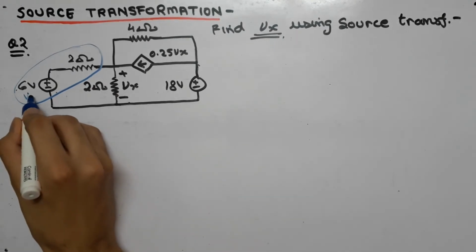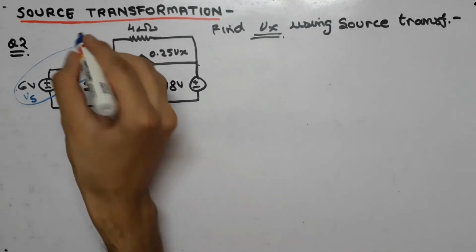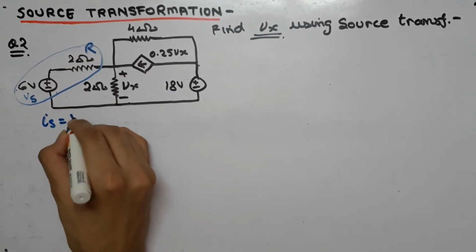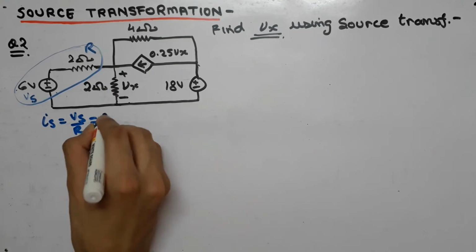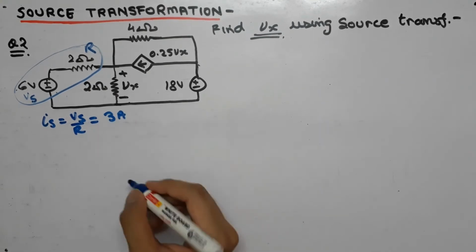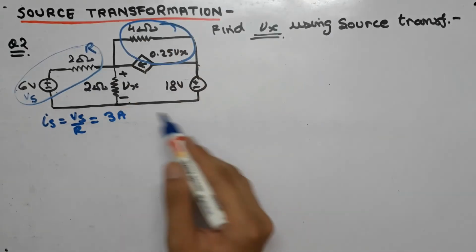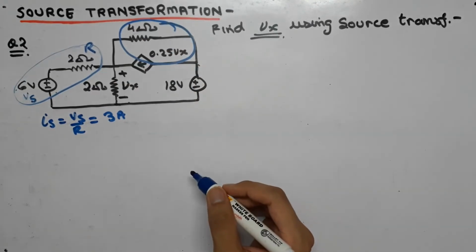So we will consider this 6 volt as Vs and the 2 ohm resistor as R. From there we will get the value of Is using the formula Vs by R, which will come out to be 3 ampere. Now similarly in this part of the circuit, we will convert this into the form which will contain voltage in series with the resistance R.